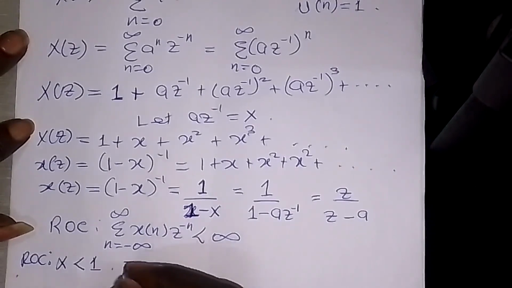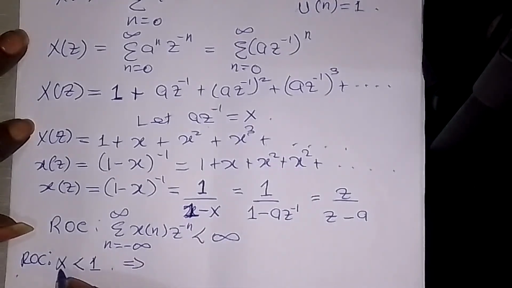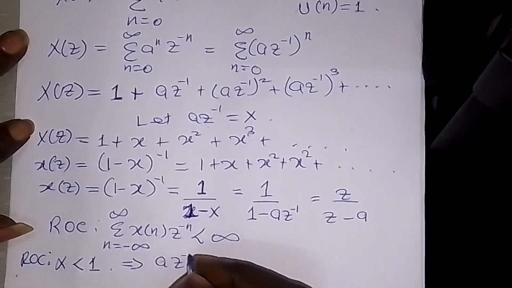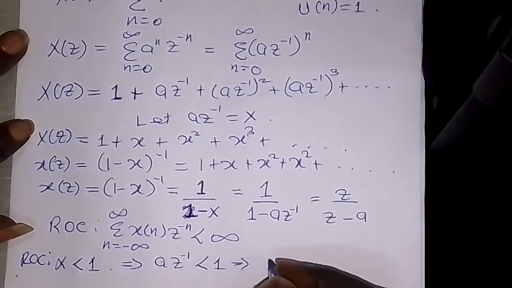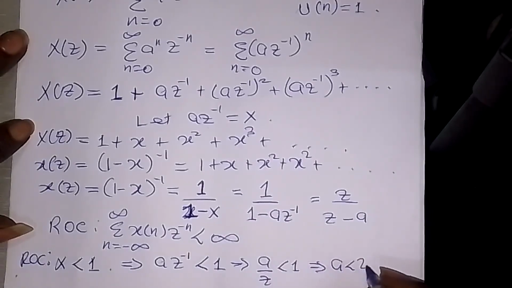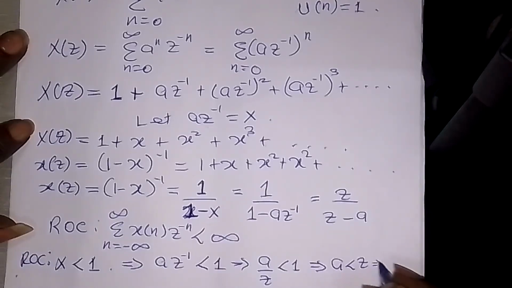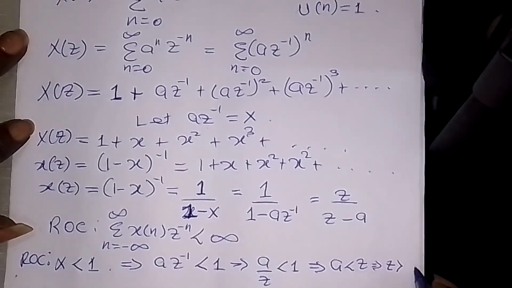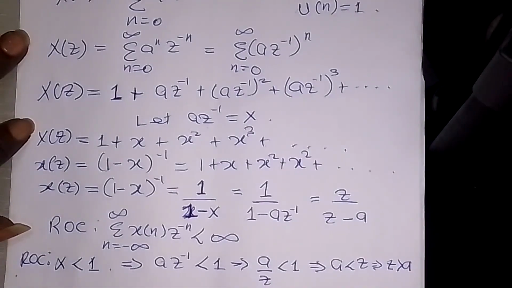But I also know that this x is the same thing as az exponent minus 1. So I'll write az exponent minus 1 should be less than 1. So this will give me a over z should be less than 1. So now this will give me a less than z, or it will give me z greater than a.